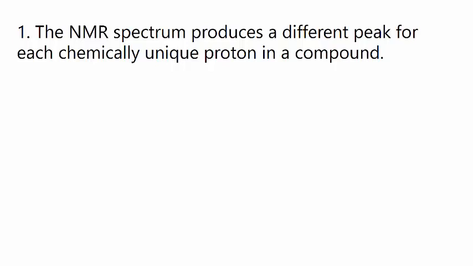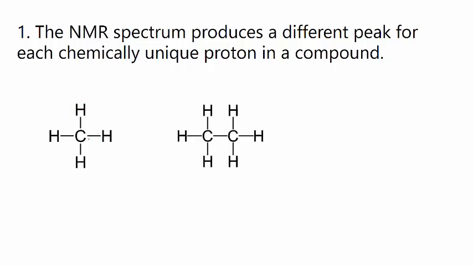In an NMR spectrum, each chemically unique proton produces its own peak. Looking at methane, we see all 4 protons, or hydrogen atoms, are identical. Each one is only one away from the carbon. Same thing in ethane, there is only one chemically unique proton here.